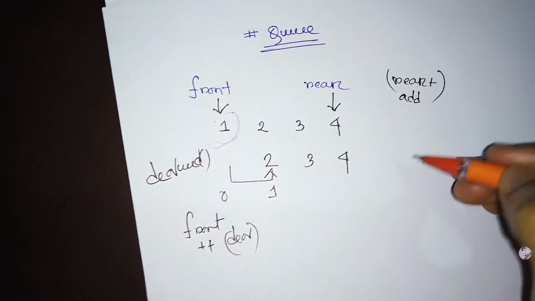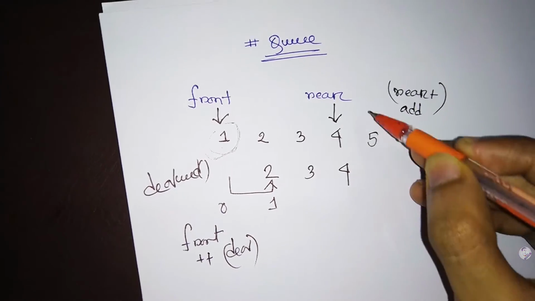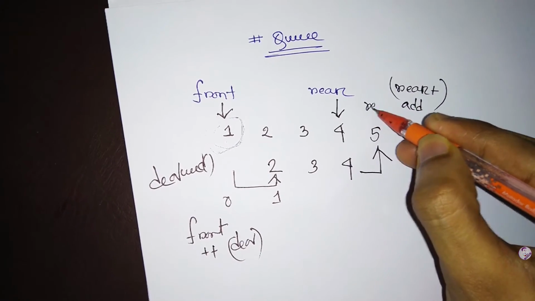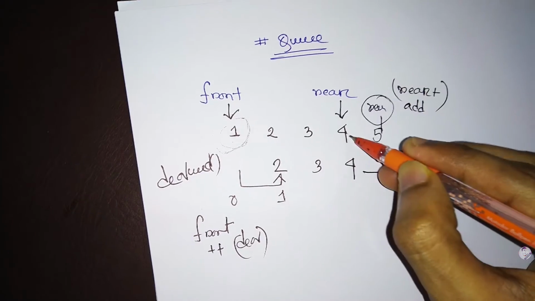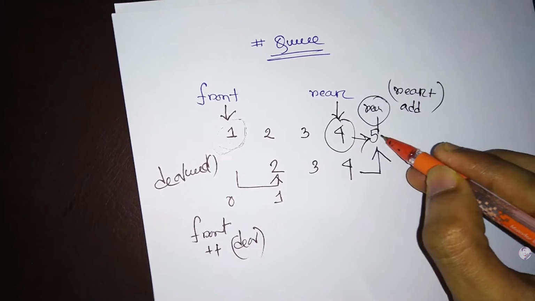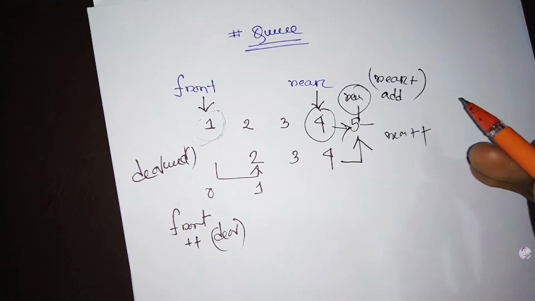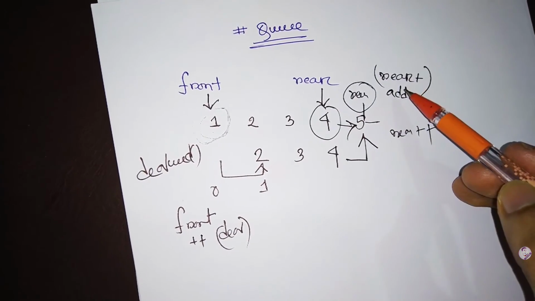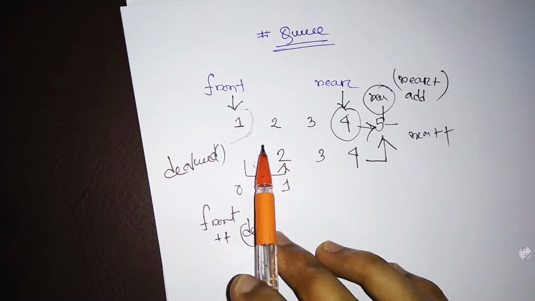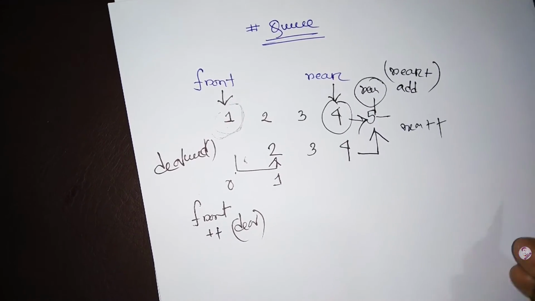But when we add an element, suppose we add 5 here, this value would go there. Our rear is this one. So from this position to this position we are adding an element, and our rear is incremented. So remember that when you add an element, your rear would be incremented in the queue data structure, and when you dequeue an element from the queue data structure, your front would be incremented. So these are the two important things that you have to know.